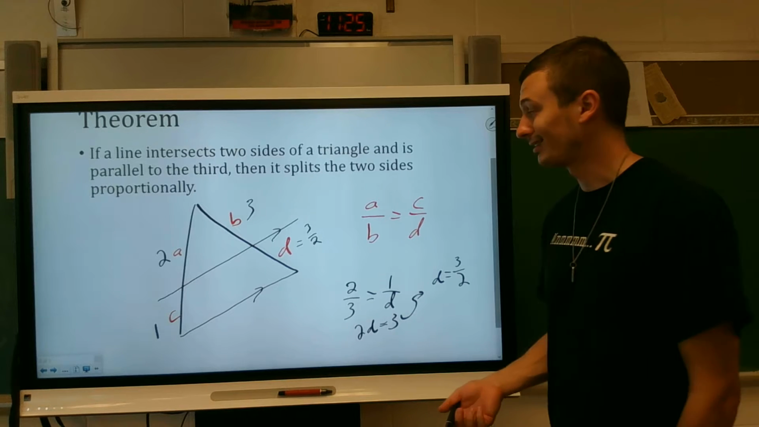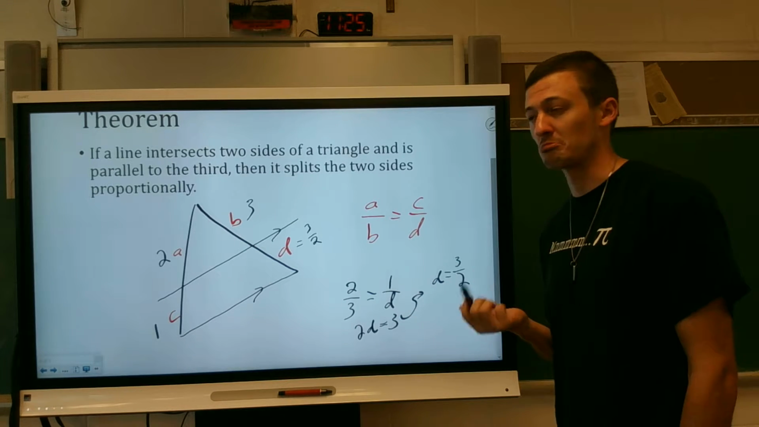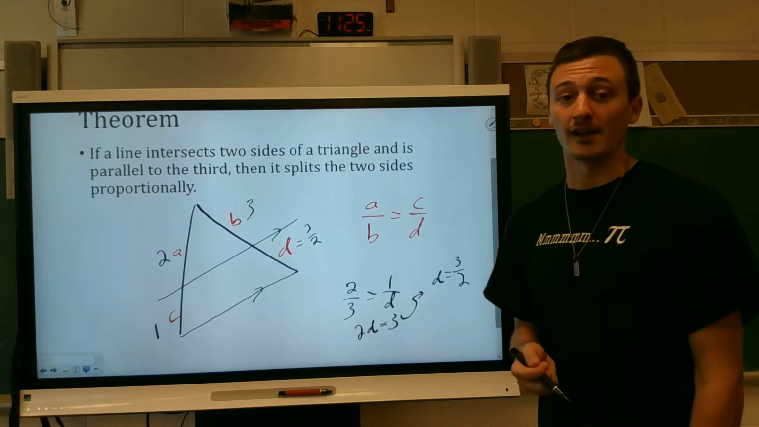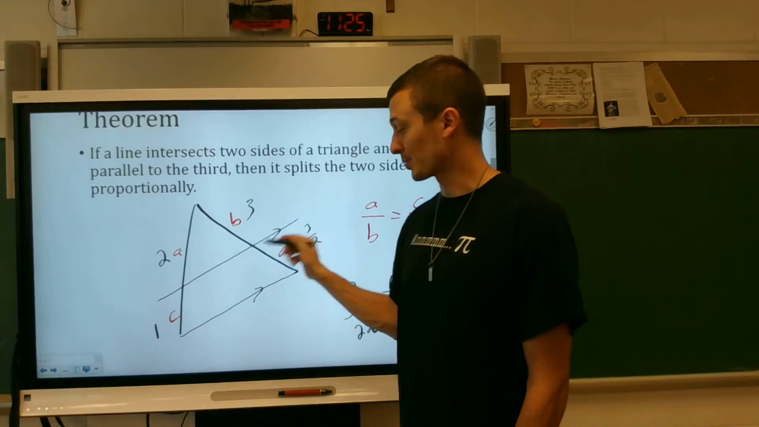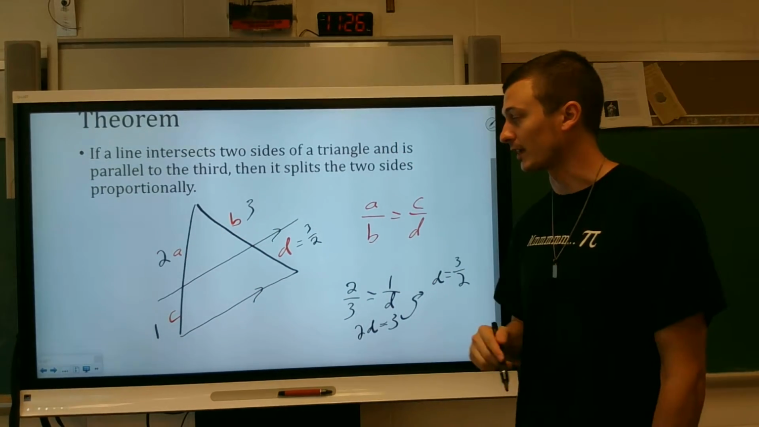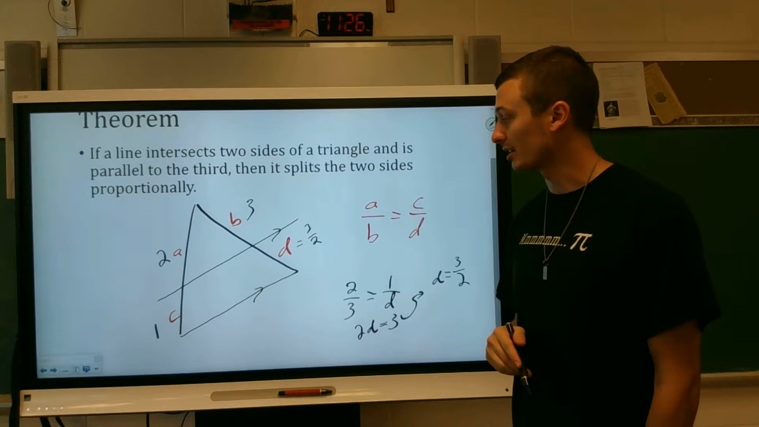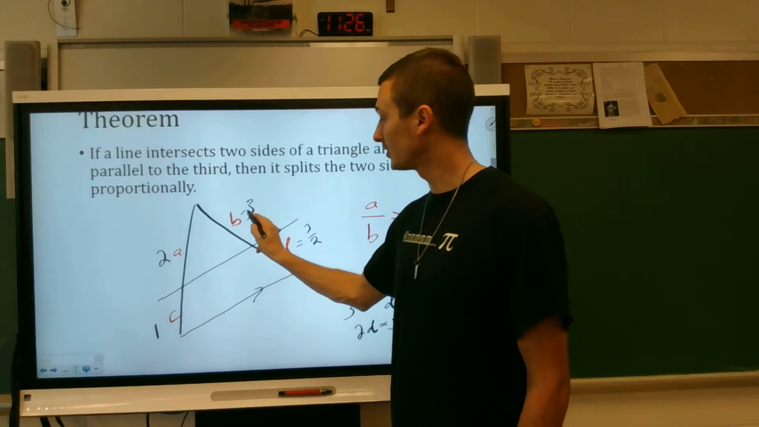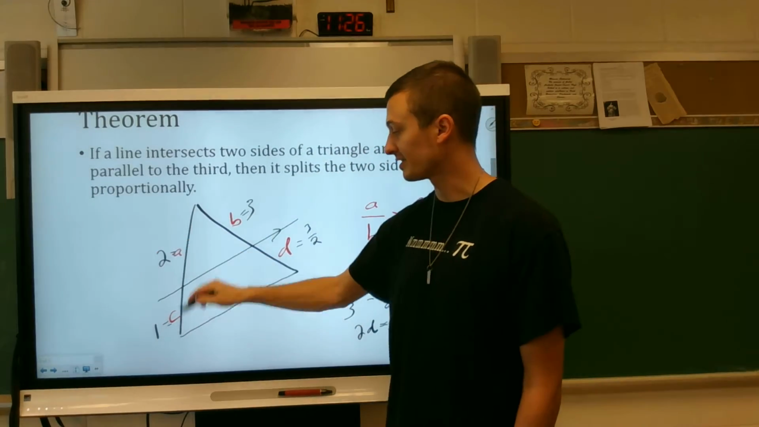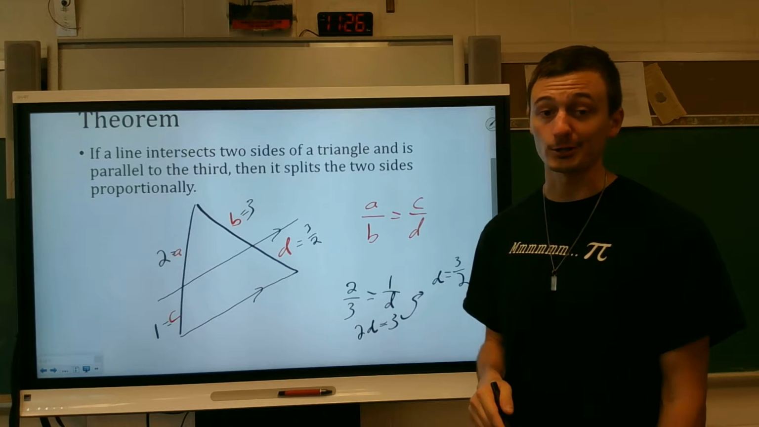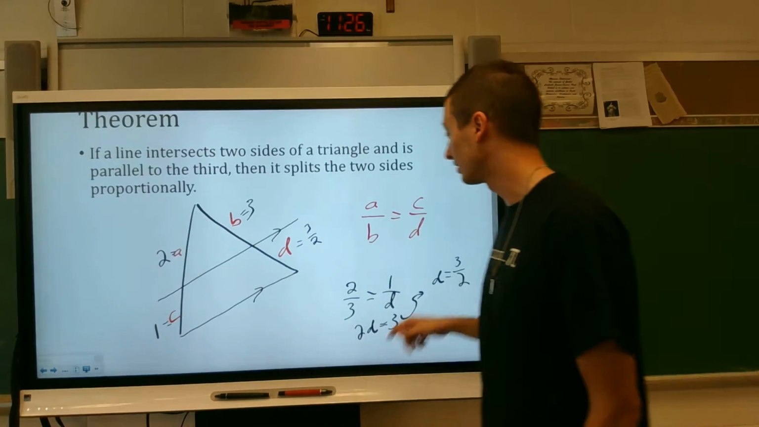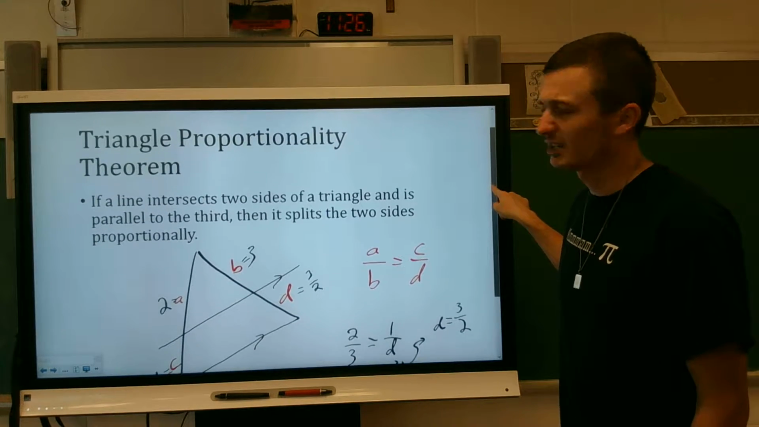Because they're all proportional. Now, this having a fraction as one of them can be a little confusing, but it's still a number. I mean, that's 1.5. So 2 is to 3 as 1 is to 1.5. You can also say 2 is to 1 as 3 is to 1.5. It really doesn't matter how you set it up. But that's what it's saying. That A is to B as C is to D, or A is to C as B is to D. Doesn't matter how you set it. And that is the triangle proportionality theorem, right? Yeah, big words.